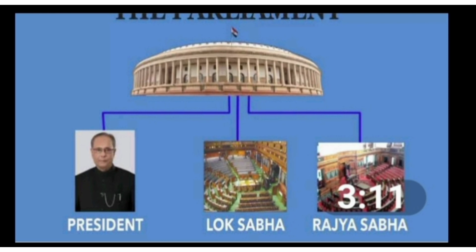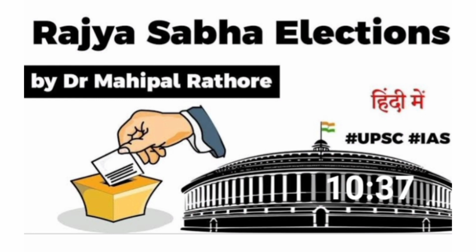And these 12 members whom the President nominates to the Rajya Sabha, they are experts in certain fields like in literature, in arts, in social sciences, in science, and so on. Now you will be wondering who elects the members of the Rajya Sabha.